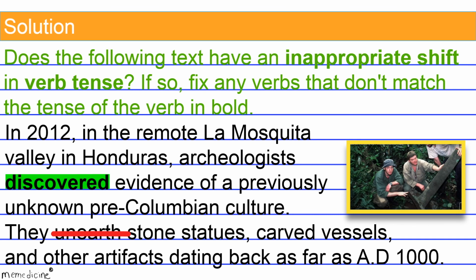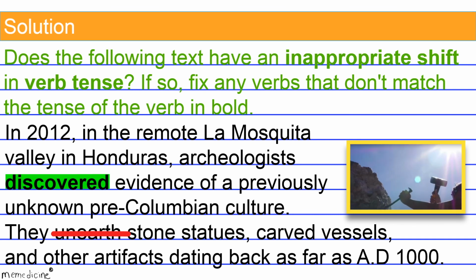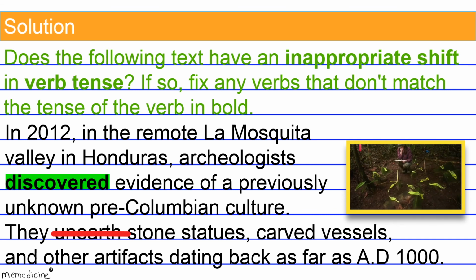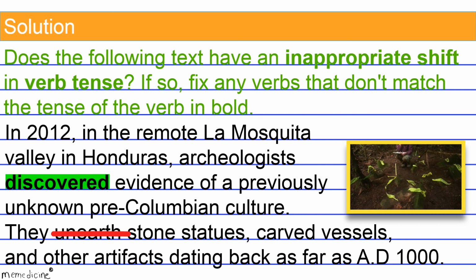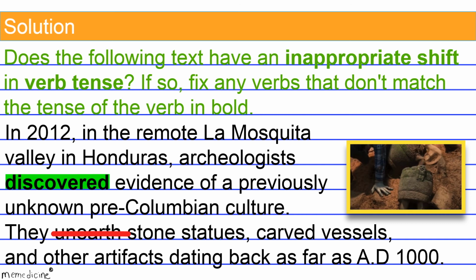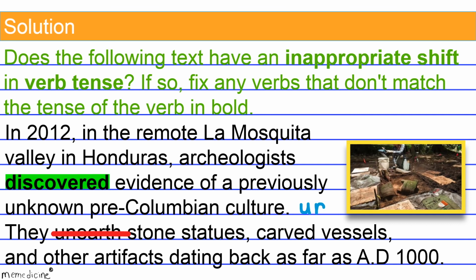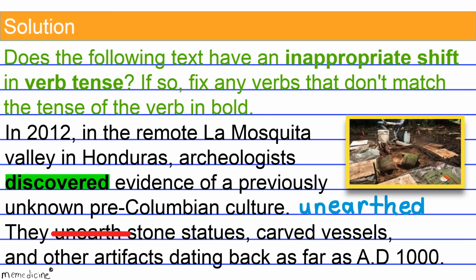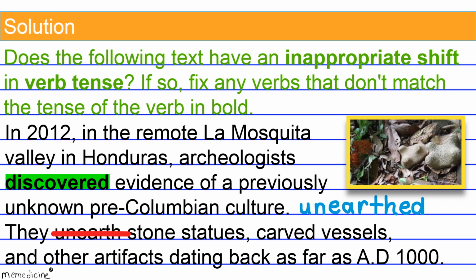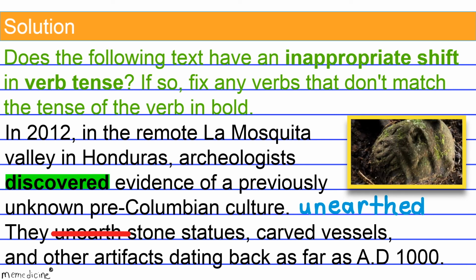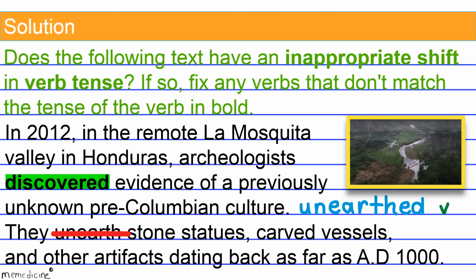Although the event that follows the verb unearth was true, it took place in the past. It's not happening now. Change unearth to its simple, plural, third person, past tense verb form to restore consistency. Here you have it. We've changed unearth to unearthed, its simple, plural, third person, past tense verb form. We have restored consistency, and this verb form is now correct.